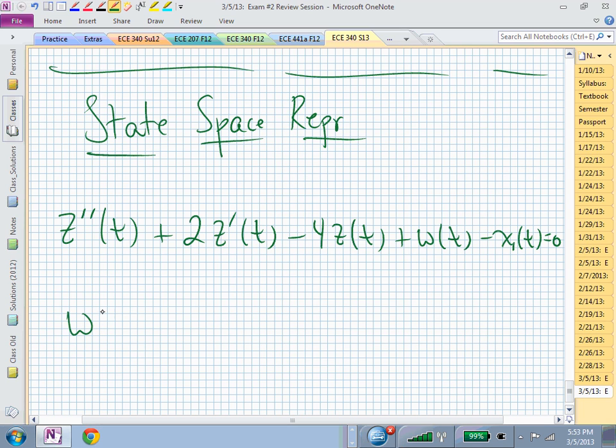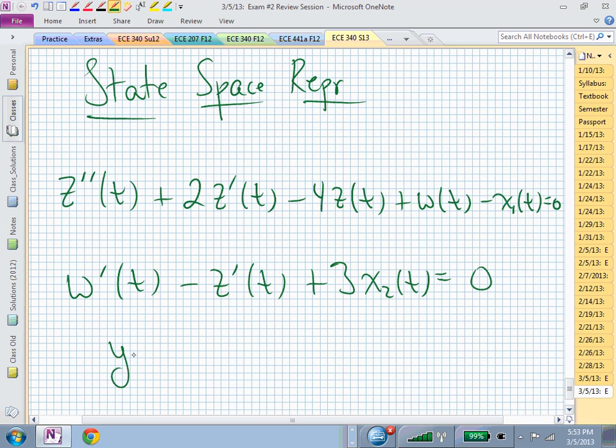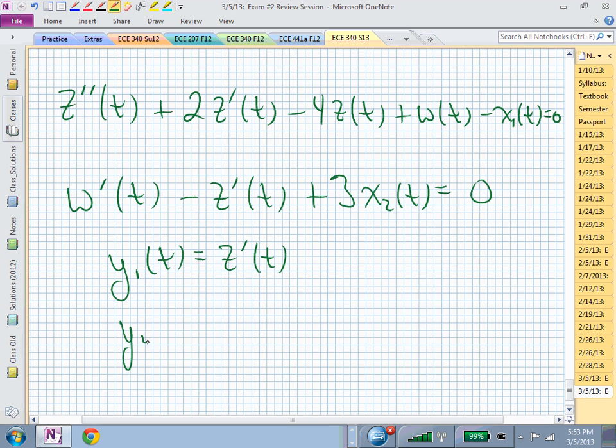Another equation that's coupled into this is w prime minus z prime plus 3x sub 2 of t is equal to 0. And maybe you're told that y sub 1 of t, one of your outputs, is z prime of t, and another output, y sub 2 of t, is w of t plus x sub 2 of t. And now I say find a state space representation for this set of equations.